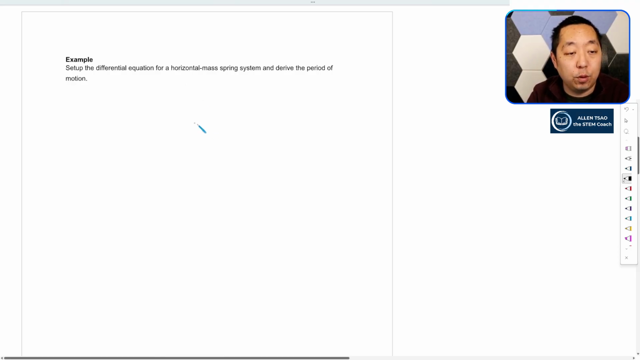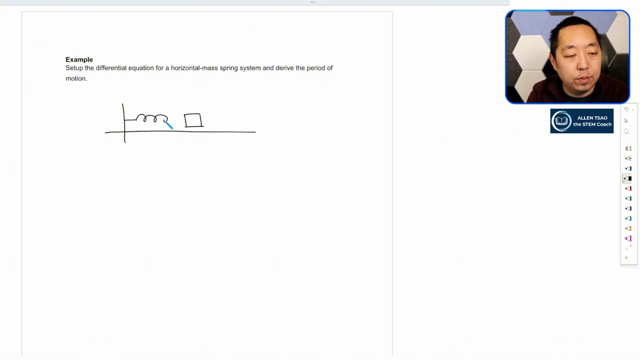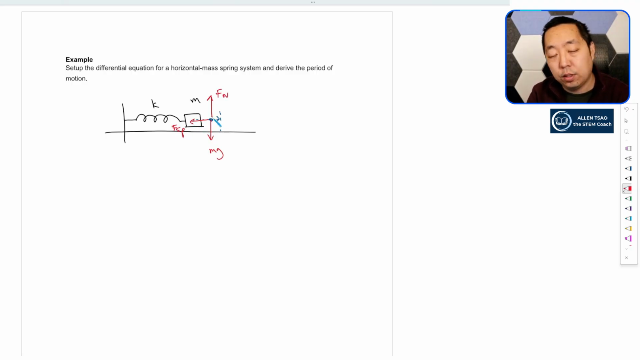Set up the differential equation for a horizontal mass spring system and derive the period of motion. Let's say we have a spring with spring constant k and a block of mass m. We're going to displace it a distance and then release it, so it has a location here and then a location there. Let's say we move it to this position. Let's first draw our free body diagram. We're going to have mg, a normal force, and a spring force. We stretch it to the right. We're going to say right is the positive direction, by the way. It's important that you do that. So we've displaced it to the right, and then we'll have a spring force to the left.